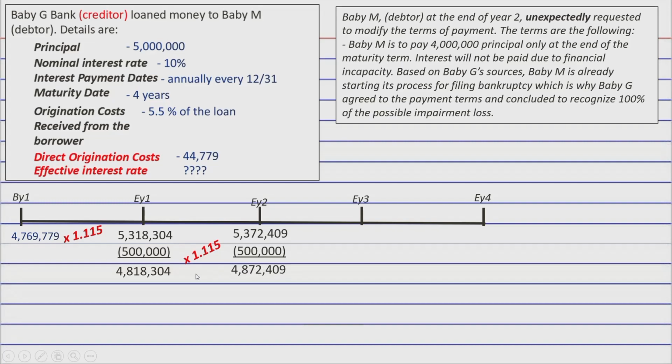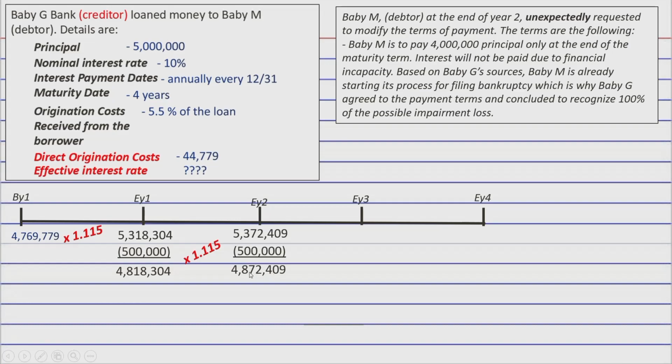4,872,409. Now, if you have been following this series, you will notice that these measurements of loans receivable in this year 1 and then this year 2 are the same with the past episodes. It is because this twist here only affects the time after this balance. So in year 1 and year 2, we are assuming that everything is fine. Baby M is still financially capable up to this point.